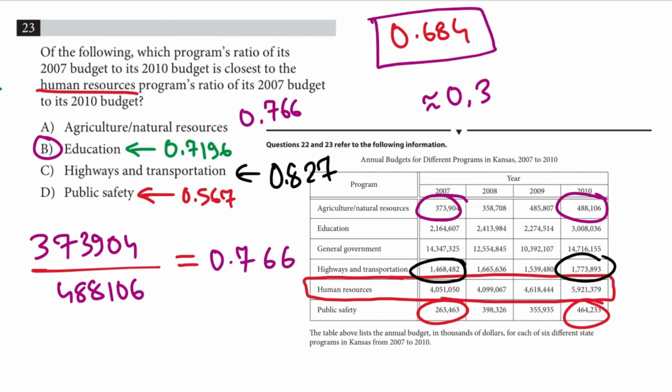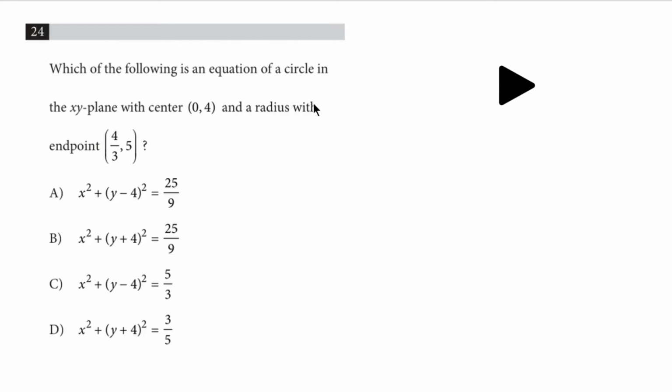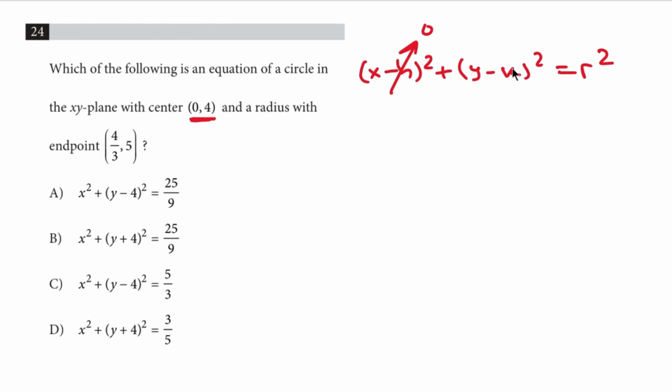Now let's move to the next problem. So which of the following is an equation of a circle in the xy plane with center (0, 4) and radius with endpoints (4/3, 5)? Now you have to understand that the equation of a circle goes like this: (x minus h) squared plus (y minus k) all squared is equal to r squared, where r is the radius. So h and k are the center point, and the center point is given right here. H is the x-coordinate of the center, so we can plug in 0 here, and k is the y-coordinate of the center, which is 4.